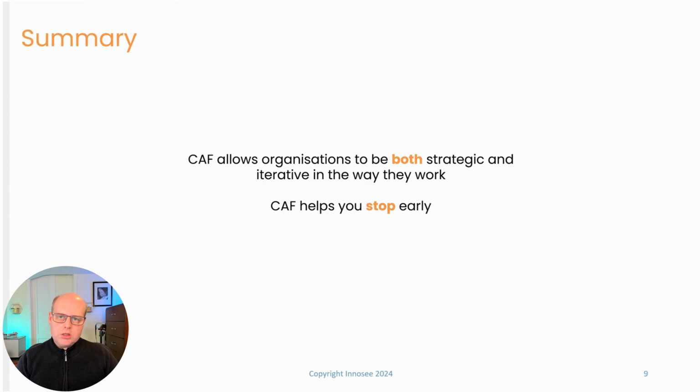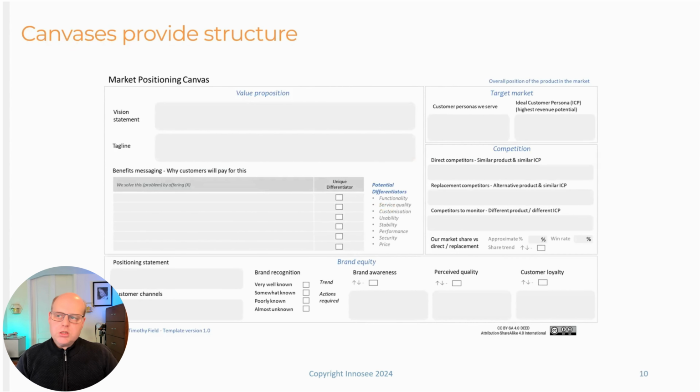So just to summarize CAF, CAF allows organizations to be both strategic and iterative in the way that they work, and it also helps you stop early. Two very major benefits. This is an example of a canvas. I mentioned earlier that CAF contains a lot of instructions on how to actually do this work. And here you have the market positioning canvas, so you can see that you can model out your competition or even your brand equity. How are you going to position yourself in the market?